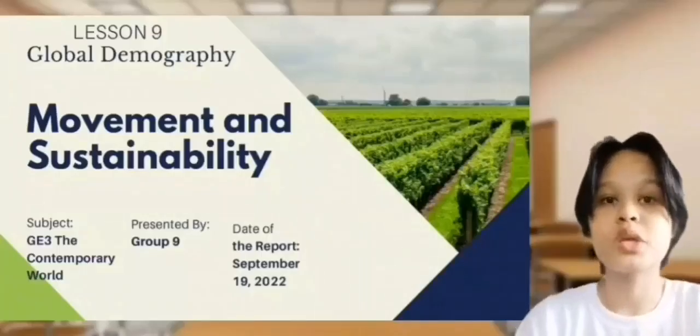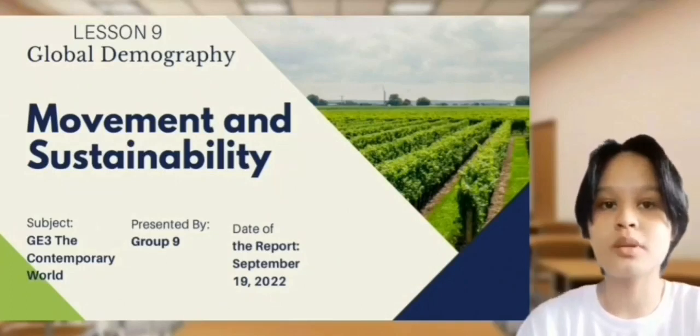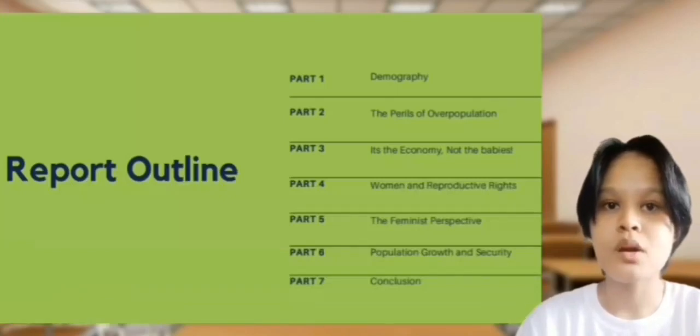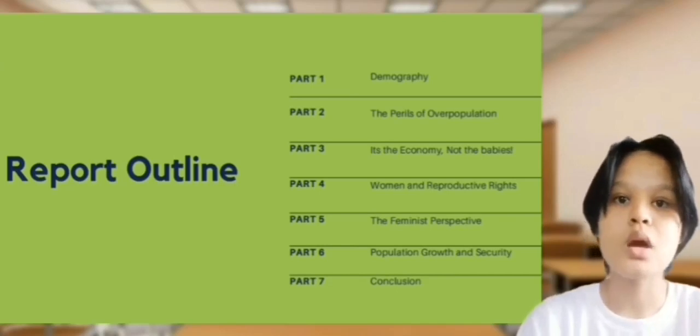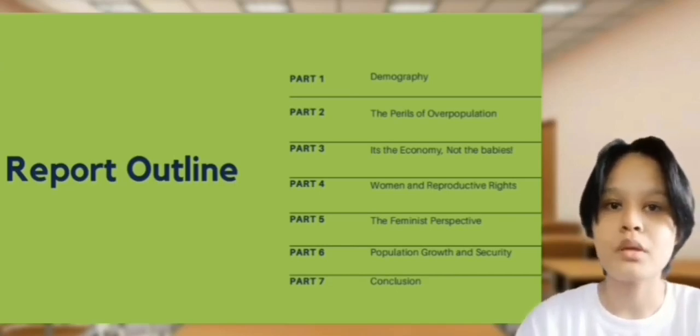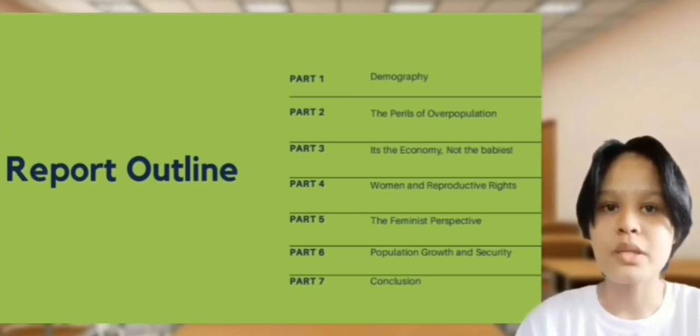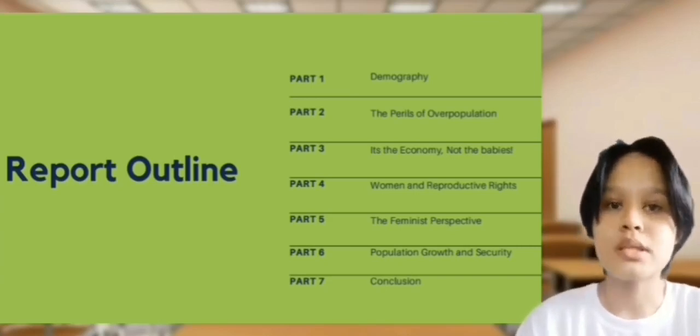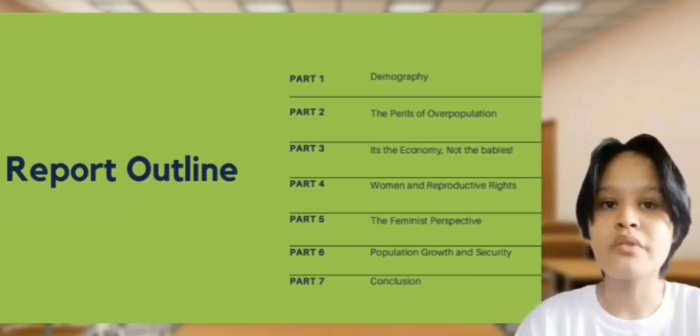Everyone. Today we will be discussing the global demography: lessons of movement and sustainability. In the context of our report, the outline is divided into 7 parts, which are demography, the perils of overpopulation, its economy not the babies, women and reproductive rights, the feminist perspective, population growth and security, as well as the conclusion. So, for further information about our lesson, the first topic will be discussed by Girak Fortuito.